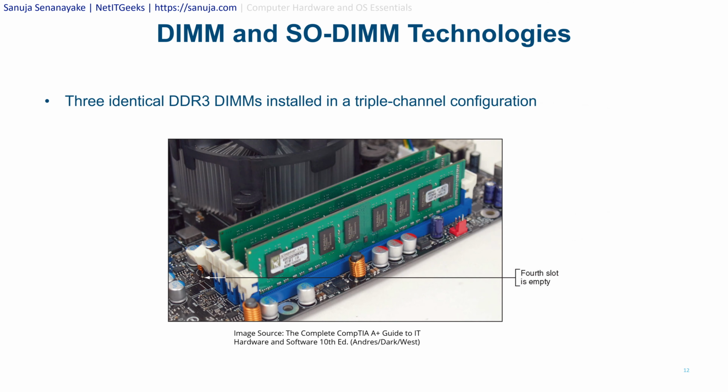Three identical DDR3 DIMMs installed in a triple channel configuration is shown here. In this situation, the 4th slot is empty, and we are populating 1, 2, 3, the first 3 slots. If this motherboard supports the triple channel configuration, it will get the high efficiency that it needs to operate.